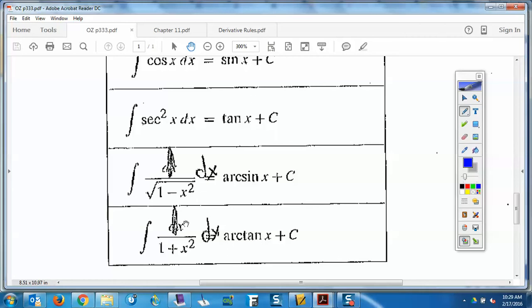And then here's the arc sine. Now, in your book, it's got the dx up top. I told you about that. I usually like to write a 1 there, put the dx on the side. So if you see a square root of 1 minus x squared on the bottom, think arc sine. You see a 1 plus x squared on the bottom like this, think arc tangent.